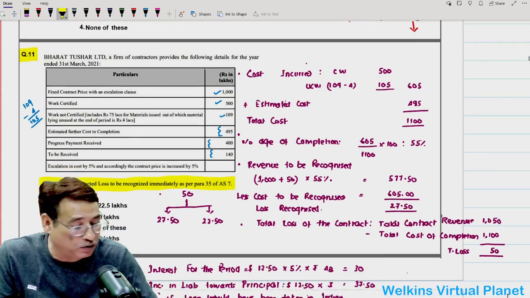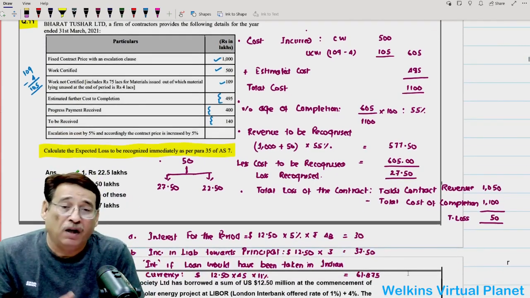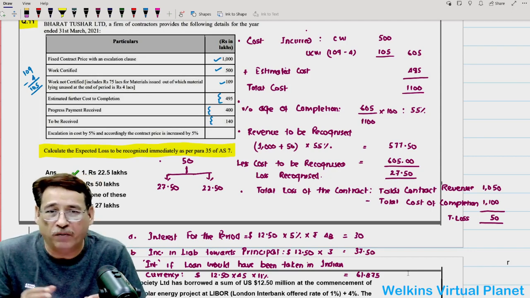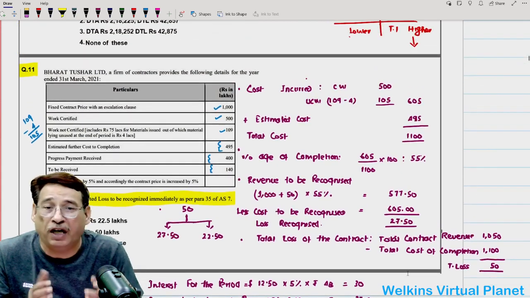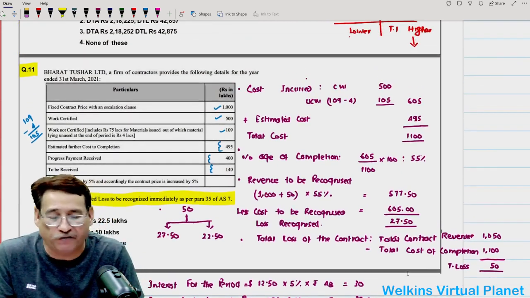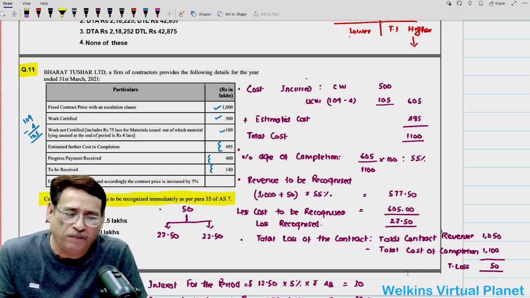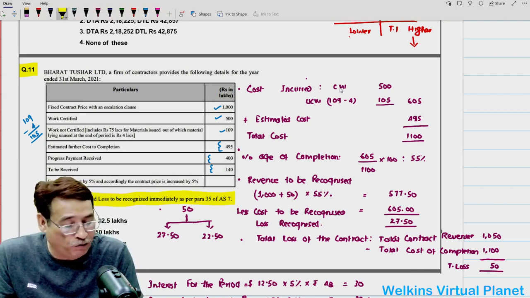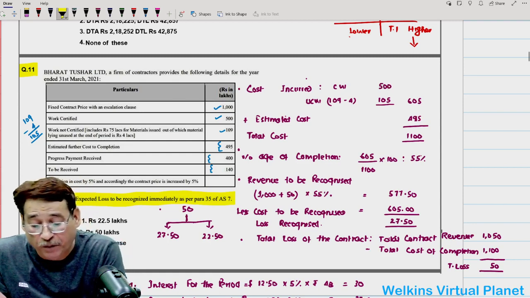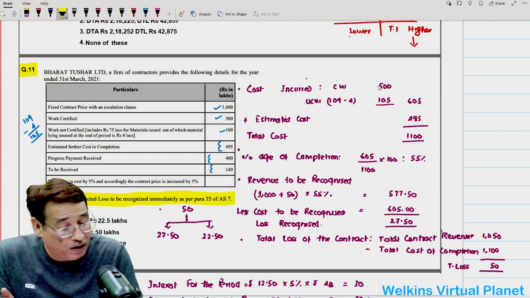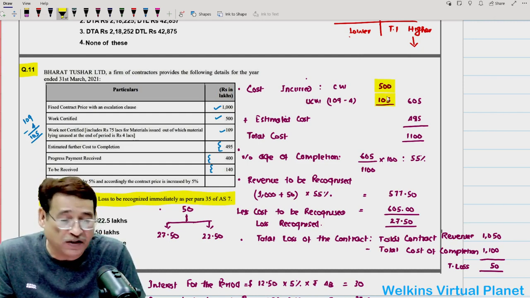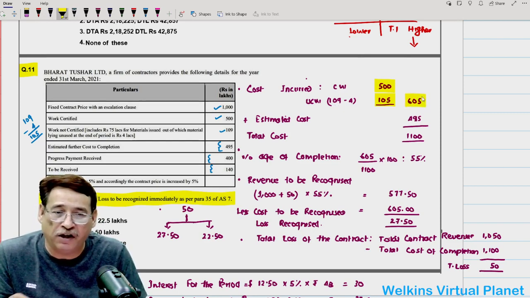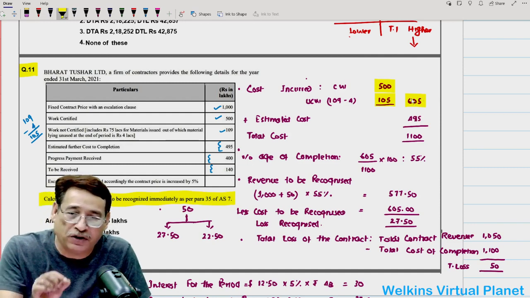But how are we going to do the solution? Just pay attention over here. If you have gone through AS7, you must have noticed that in order to solve the question, first of all we need to find out how much cost we have incurred so far, up to this particular point of time. Generally it is given in a very clear manner, but in this question it is given in this fashion: work certified is 500 lakh. Correct? So this is your certified work, and uncertified work, as I told you, you will consider 105 and not 109. So that means this much cost you have already incurred up to this point of time. This is your cost incurred so far.